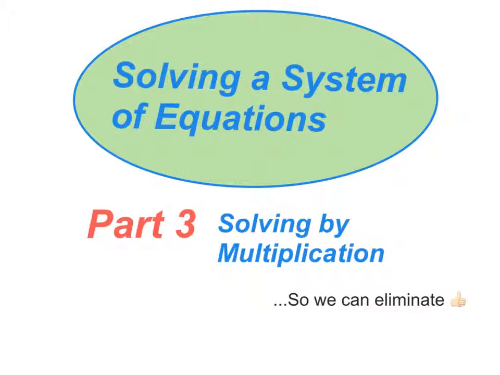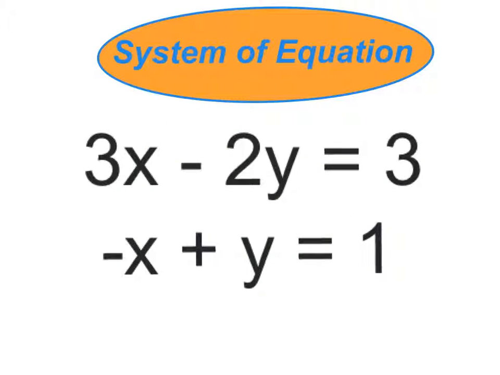Best. We're still solving systems of equations, this time part 3, the multiplication method, also known as finding our least common multiples. And the goal of this is to eliminate when we're all said and done. So let's get to it. Again, we have to have our two equations as we start here.